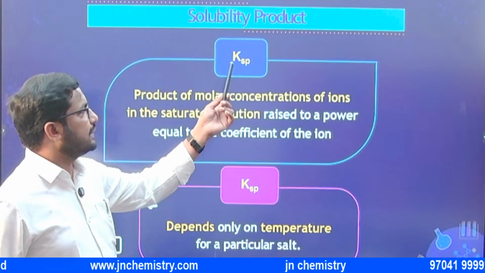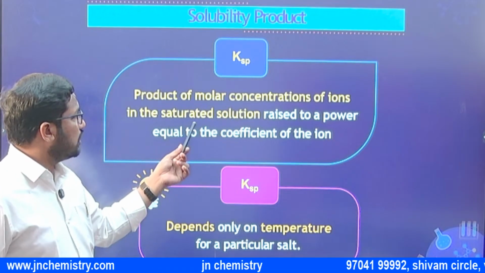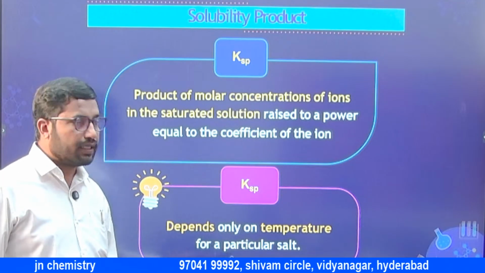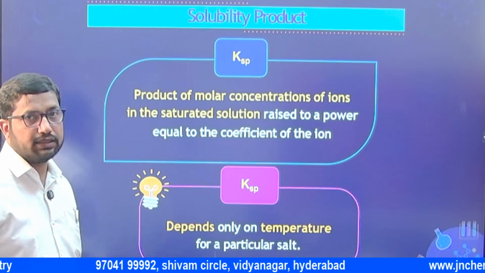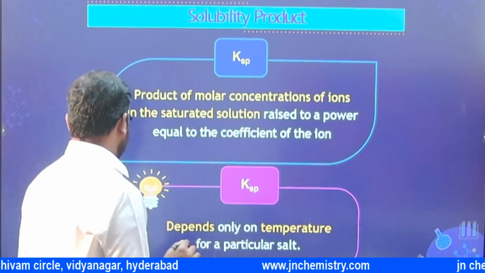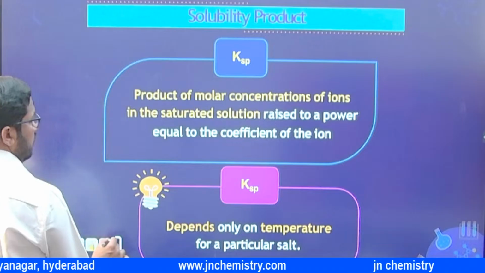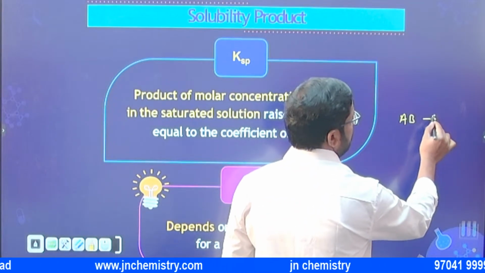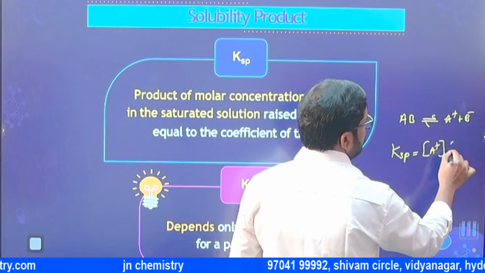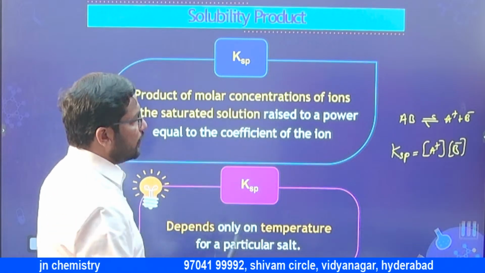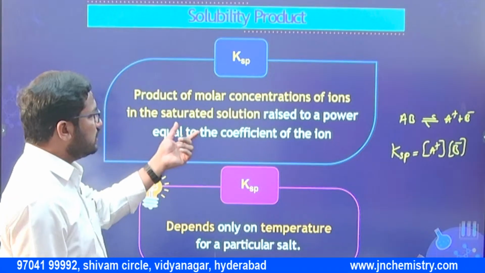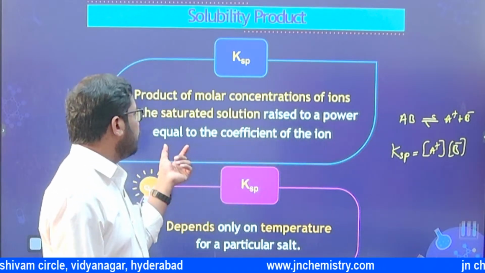Solubility product is nothing but Ksp: the product of molar concentrations of ions in a saturated solution raised to the power equal to the coefficient of the ion. Ksp depends only on the temperature for a particular salt. Two points are very important, write them down. For example, an AB type, A plus and B minus: Ksp is equal to the concentration of A plus times the concentration of B minus. The product means multiplication of the molar concentrations, written in brackets, of the ions in saturated solution raised to the power equal to the coefficients of the ion.